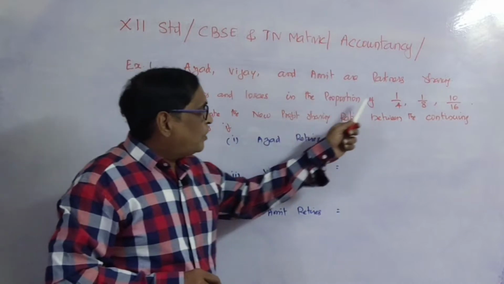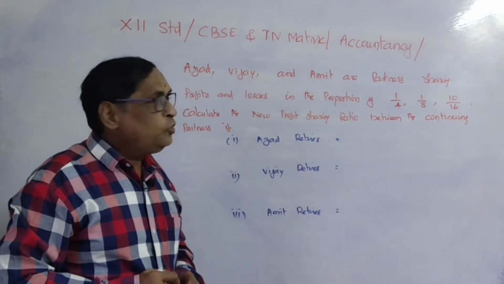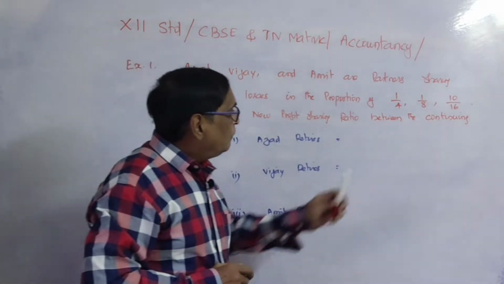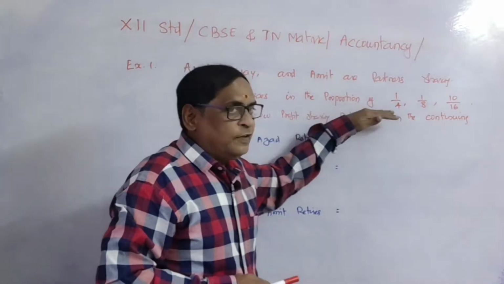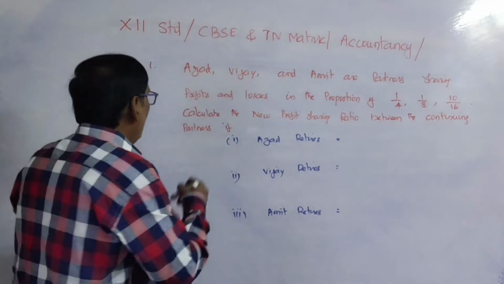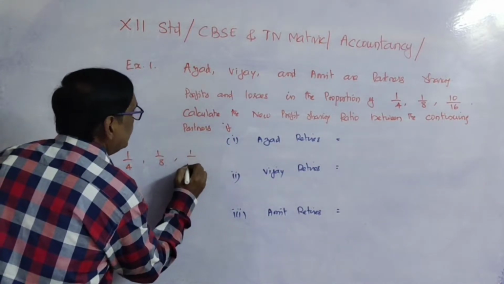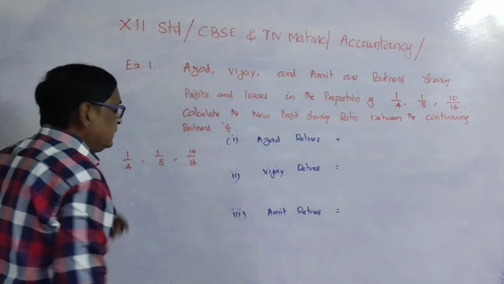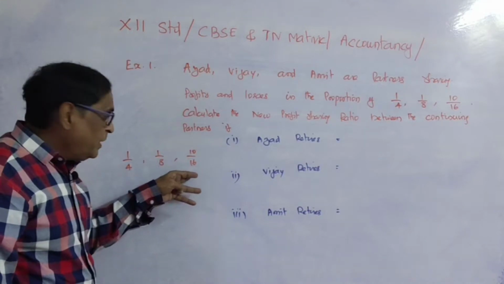It is given in the proportion, as fractions. We have to convert it into full terms. How do we find that? If the denominator is the same, we can convert it into full terms. For example, 1/4, 1/8, 10/16. These fractions are given. We have to convert the denominator into 16.